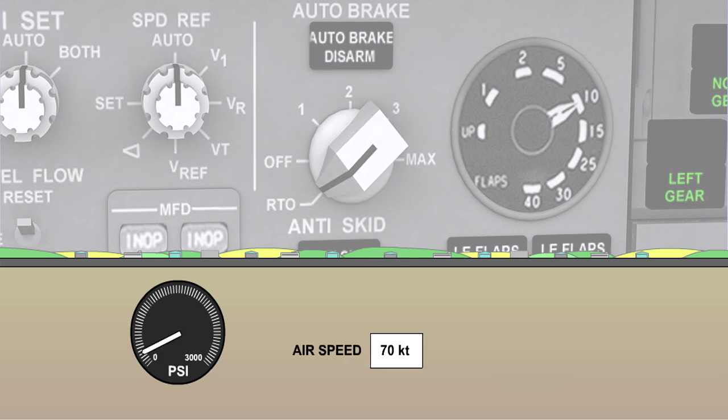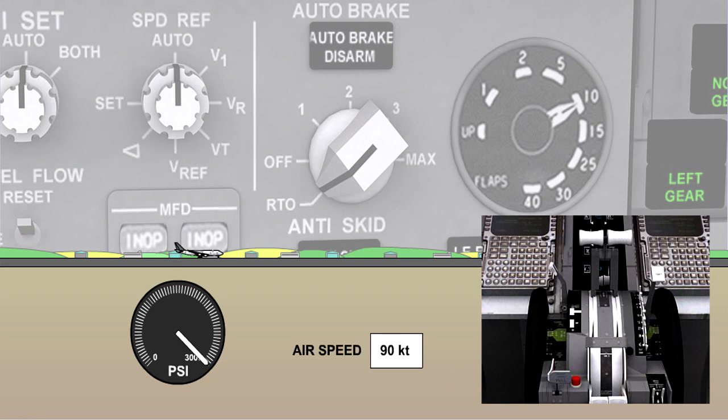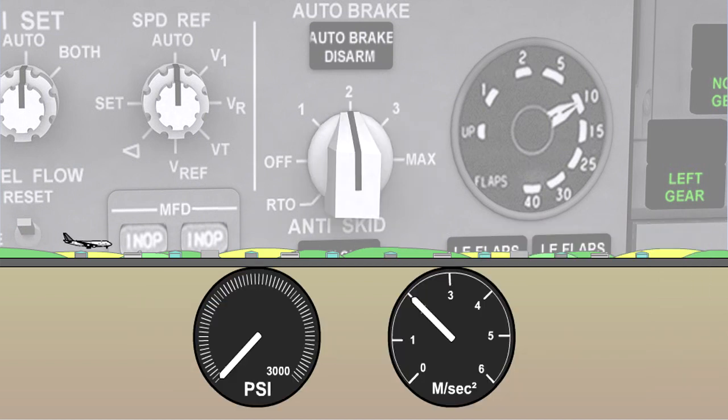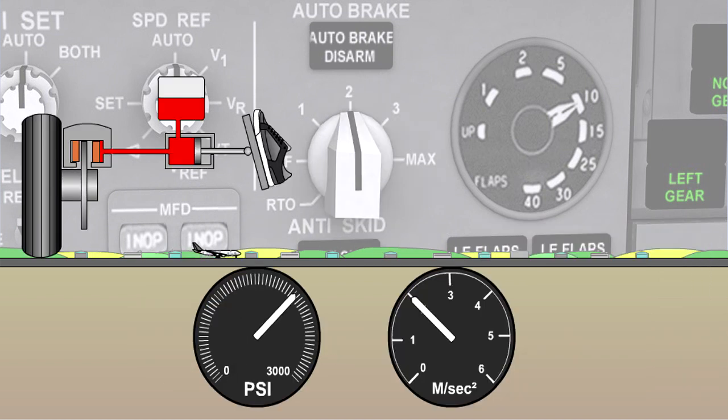With RTO selected, maximum brake pressure modulated by the anti-skid unit will be applied automatically when all thrust levers are closed, at ground speeds above a specific speed depending on aircraft type, normally around 85 knots. This brings the aircraft to a stop in the shortest possible distance. If a rejected takeoff is initiated below this specific speed, the auto brake system will not be activated, and manual braking will be required. The pilot can disarm the auto brake at any time and revert to manual braking simply by applying pressure to the brake pedals.